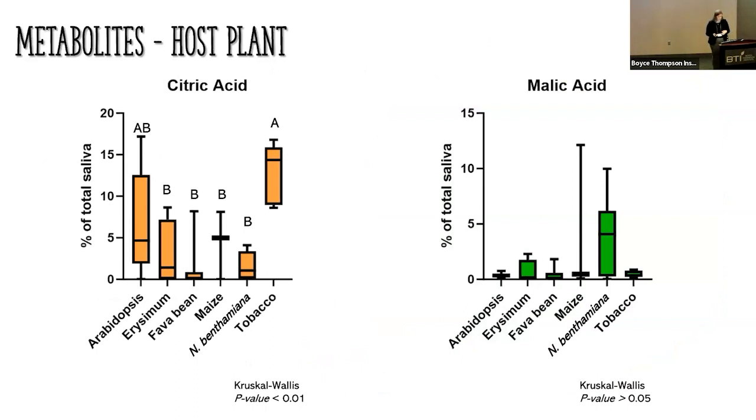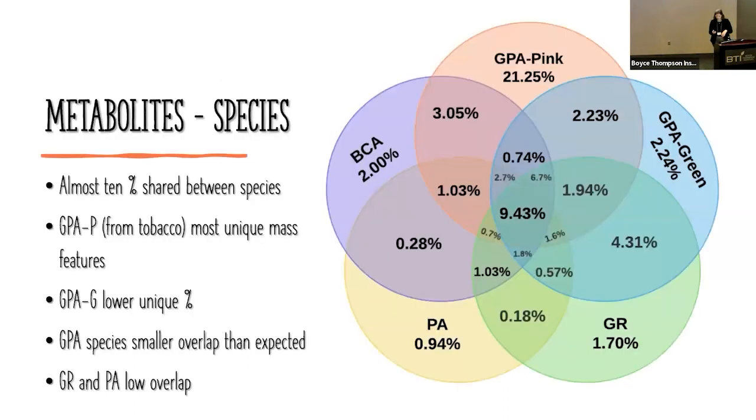So from this, we can see that tobacco had the highest amount of citric acid as compared to the other host plants. But for malic acid, we didn't have any statistically significant results. So this can show that host plant does impact the composition of the saliva, but not as much as we may have thought originally.